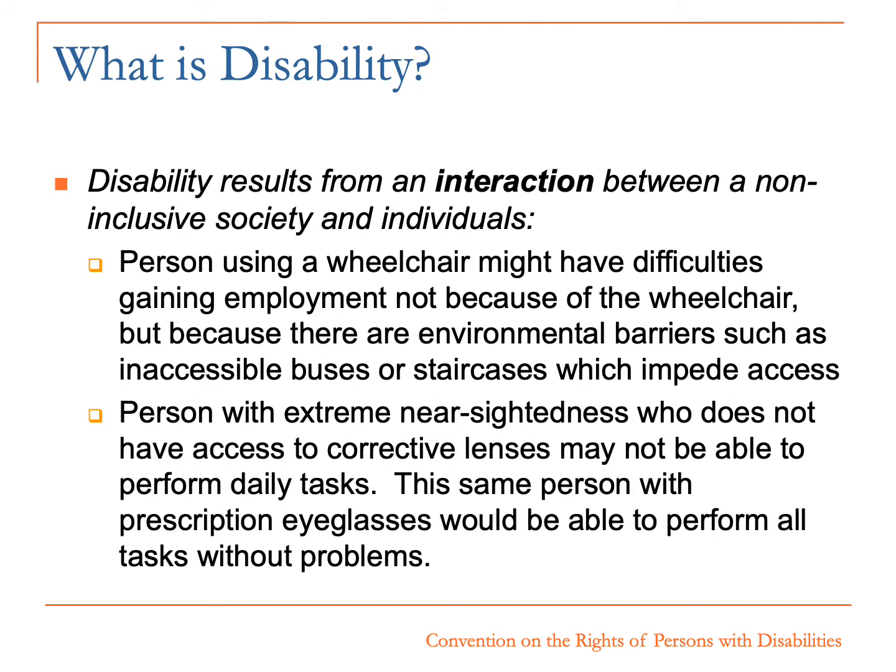Disability then results from an interaction between a non-inclusive society and individuals. Persons using a wheelchair, for example, might have difficulties gaining employment, not because of the wheelchair, but because there are environmental barriers such as inaccessible buses or staircases that impede access. Persons with extreme nearsightedness who do not have access to corrective lenses may not be able to perform daily tasks. The same person with prescription eyeglasses would be able to perform all tasks without problems.